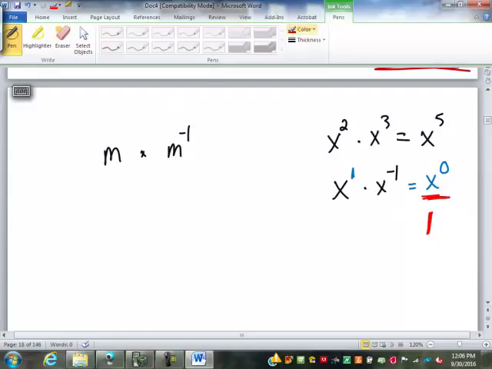So over here, it's the same thing. Meters times meters to the negative 1. Well, that's a power of 1. 1 plus negative 1 is 0. So that's meters to the 0, or just 1. It cancels out.